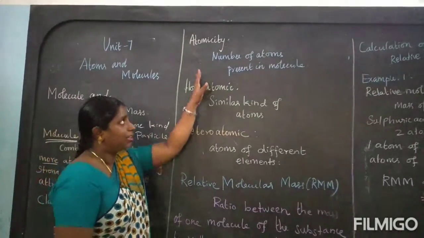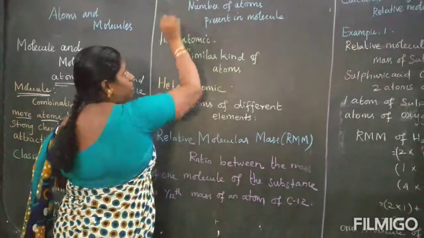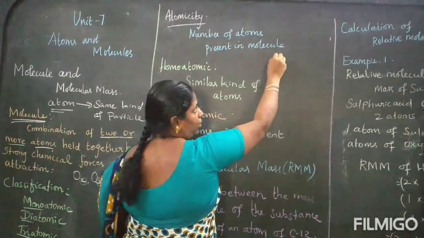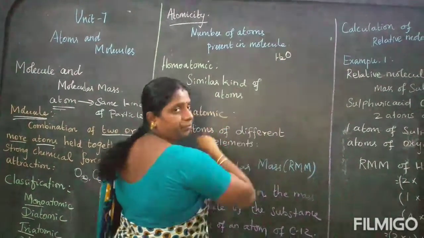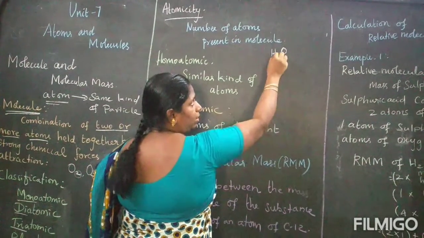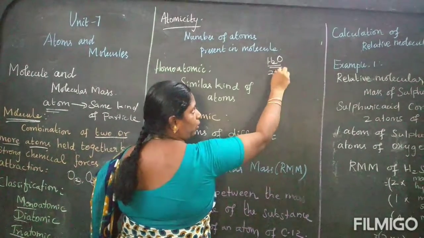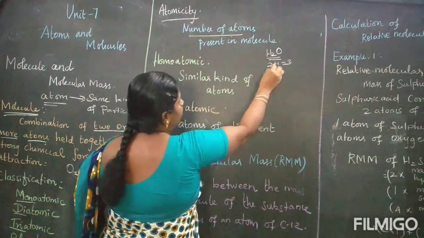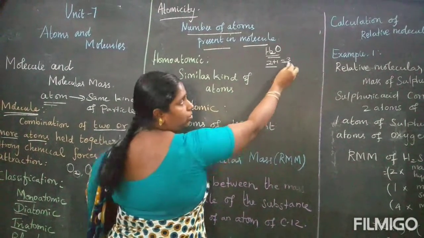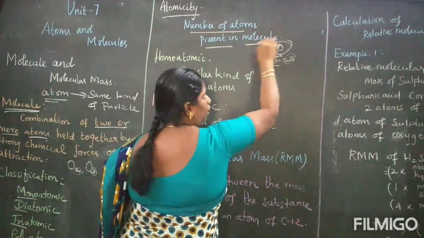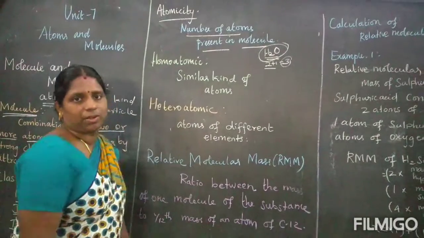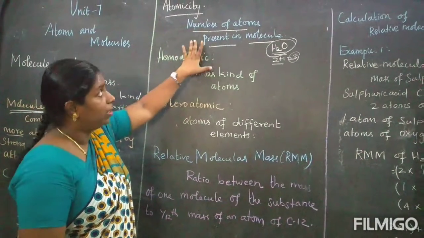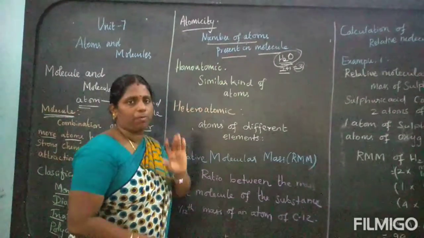Let us see atomicity. What is meant by atomicity? For example, if you are taking water, how many atoms are present? Hydrogen 2, oxygen 1. So totally 3. So the number of atoms present in a molecule is called atomicity. Atomicity is a very important 2 mark question: the number of atoms present in a molecule.